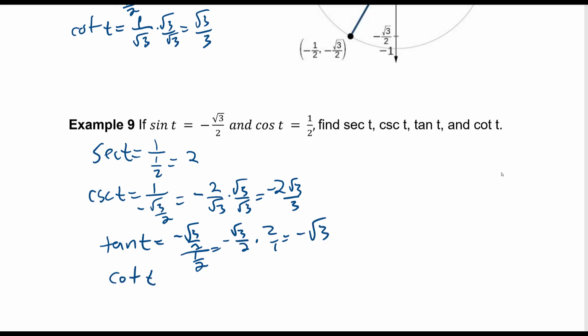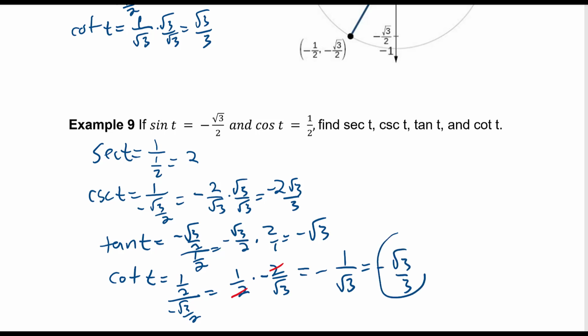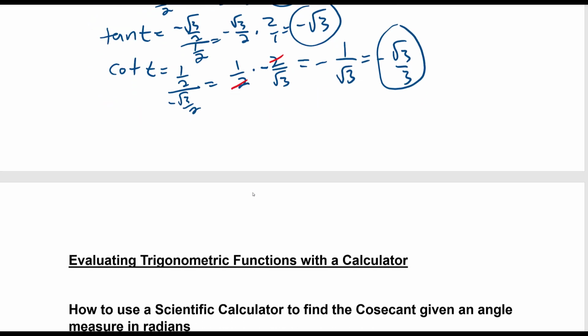And cotangent t will be equal to just the reciprocal, or we could say 1/2 over negative square root of 3 over 2. So 1/2 times negative 2 over the square root of 3, we multiply by the reciprocal. The 2's divide out, leaving us with negative 1 over the square root of 3, or negative square root of 3 over 3. So those are those 4 things. Sorry, this video's gotten a little bit long, but we'll stop it there.